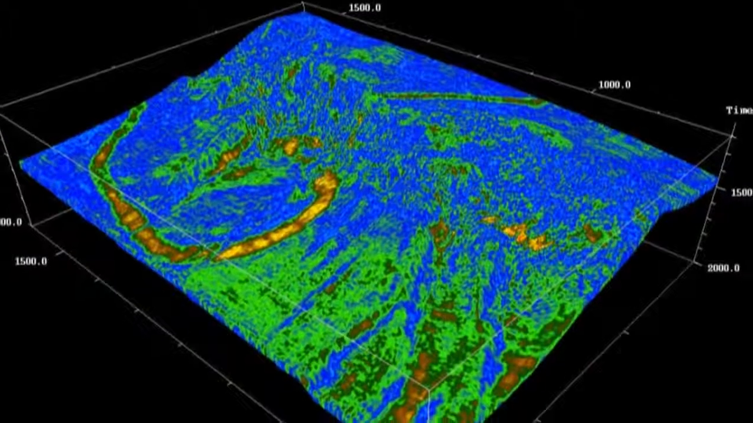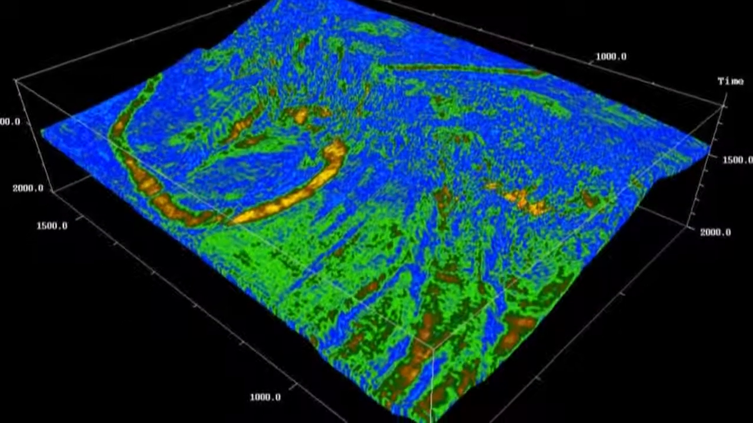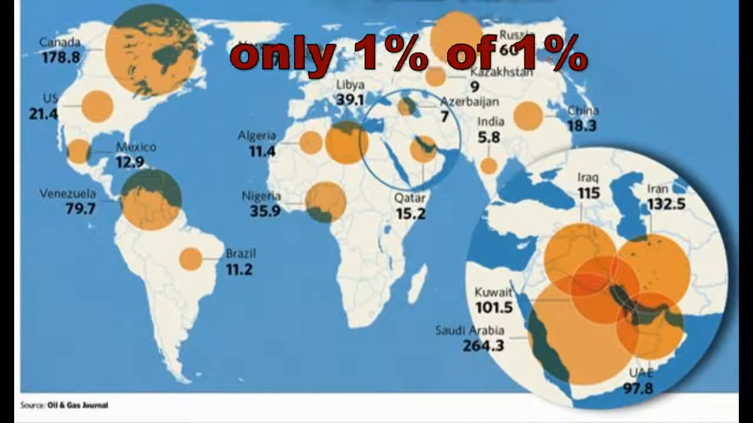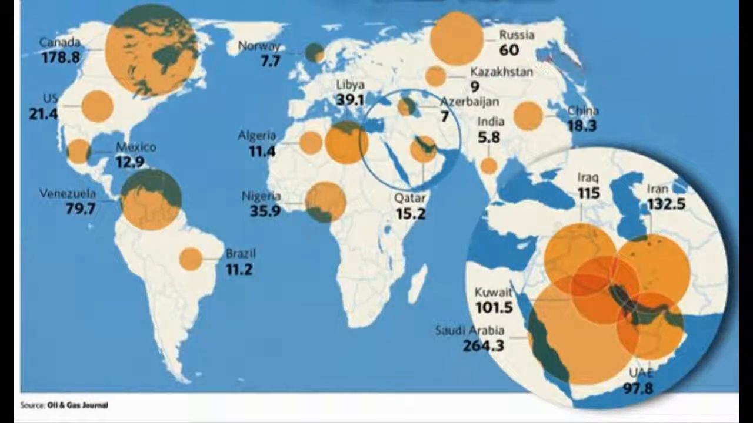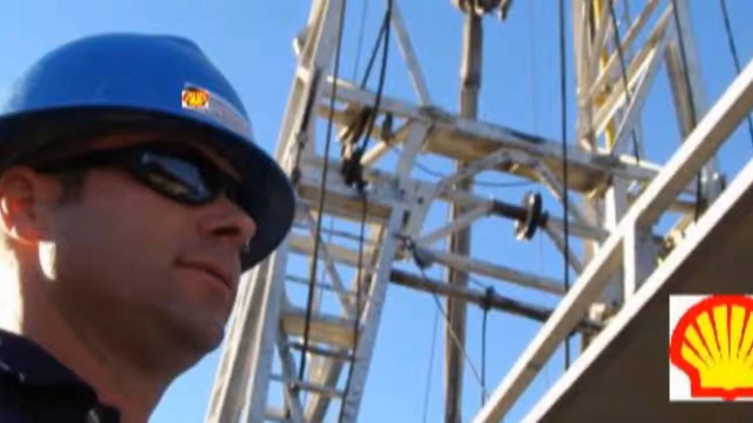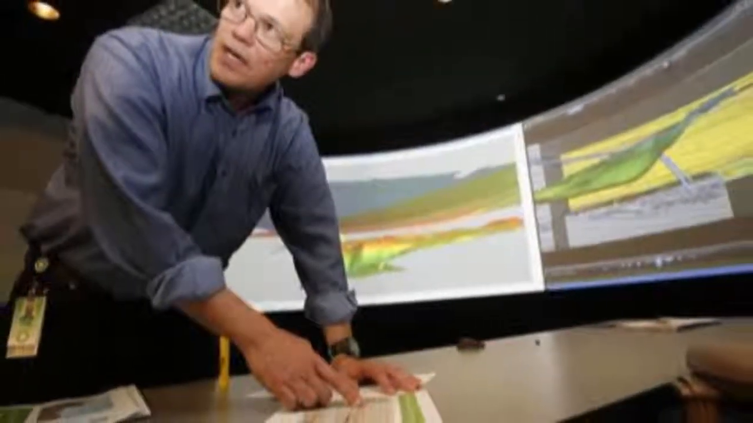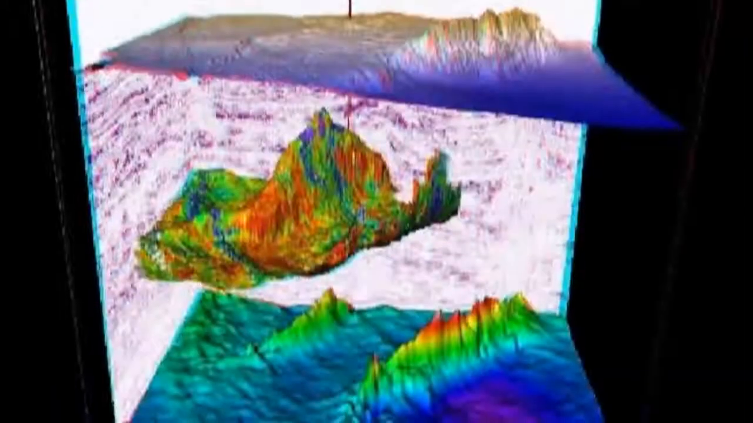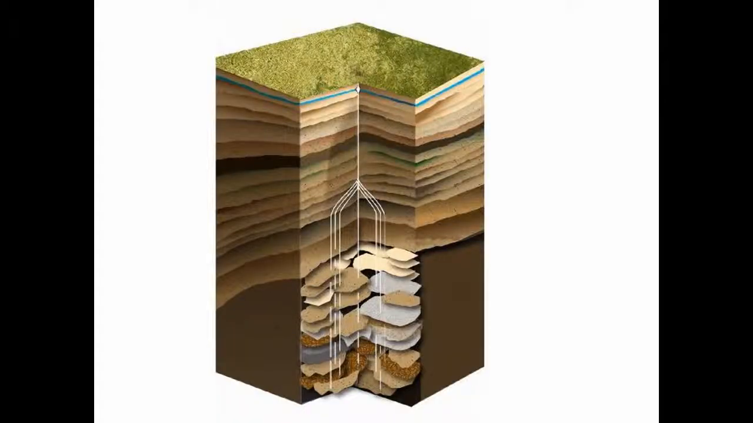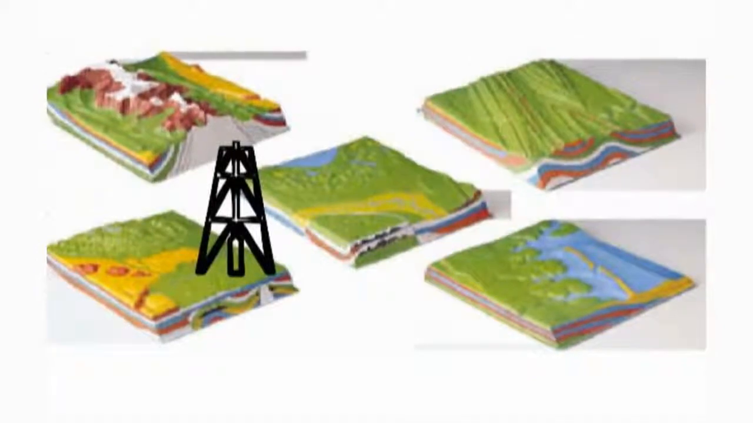Obviously, the two fluids we are interested in are the hydrocarbon gases and the hydrocarbon oils, but unfortunately they are found in commercial quantities in only about 1% of underground reservoirs throughout the world. It is the task of the geoscientists and the petroleum engineers to find that 1% of 1% as efficiently and as cheaply as possible. To do that, they must have a thorough understanding of the Earth's formation, its structures, and the history of its geological features and how they changed over time.